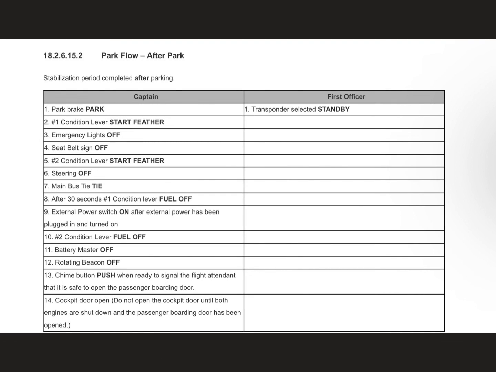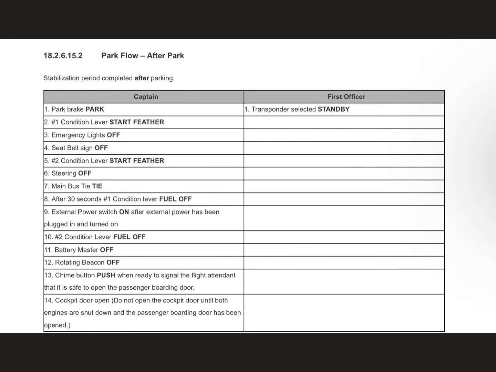The first officer has a pretty easy job for the park flow. After parking, all we have to do is make sure the transponder is selected standby. The captain will set the parking brake, set the condition lever to start feather, emergency lights off, seatbelt lights off. Number 2 condition lever, start feather, steering off, bus tie on tie. After 30 seconds, number 1 condition lever, fuel off, external power switch on.